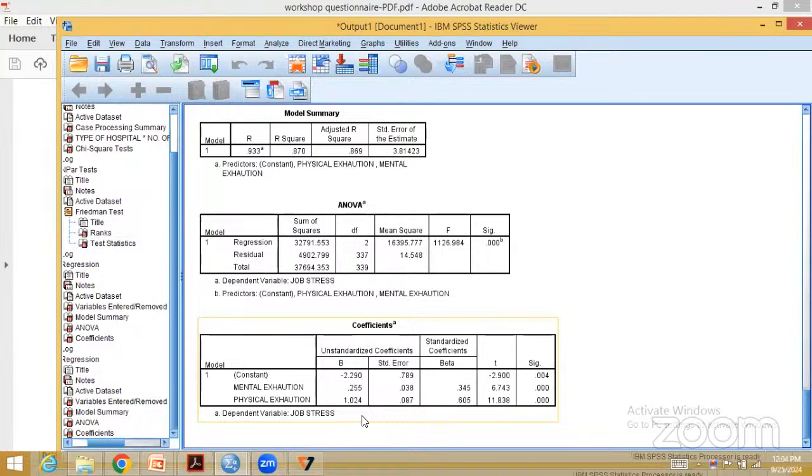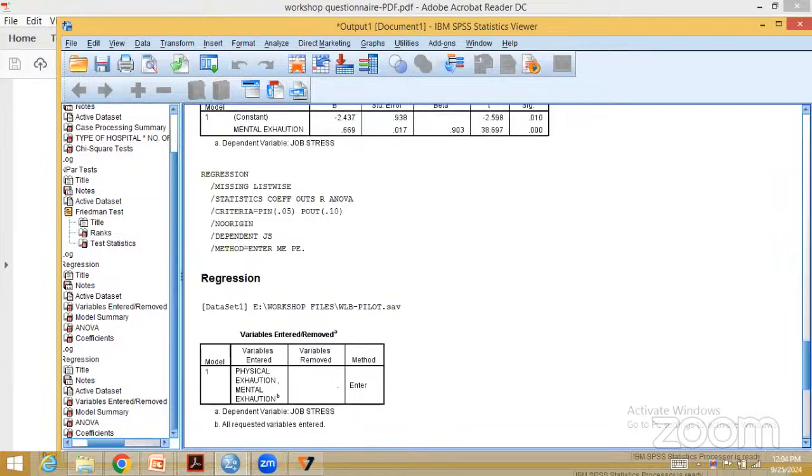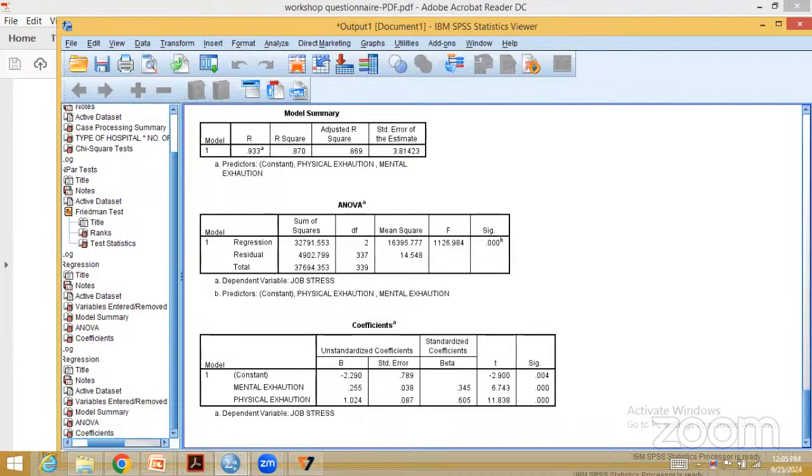Why has it happened? In the first case, when we take mental exhaustion only, the R square is 0.669. Here, when we add one more variable into the model, the beta coefficient of the first variable decreases to 0.255. Why has it happened? When we take one more variable into the model, R square is increasing. At the same time, the beta coefficient is decreasing.